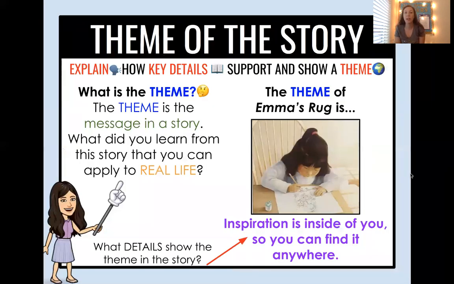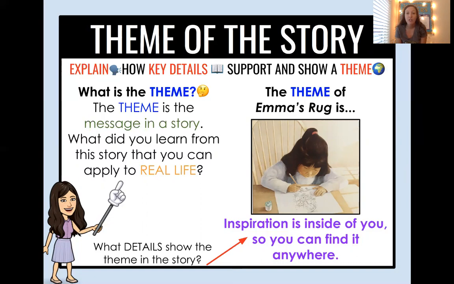But before we jump in, I want to make sure that we know that we're doing these things so that we can explain how key details support and show a theme. The annotations, the think marks are going to help us find those key details. But first we got to figure out what is the theme. So the theme of Emma's story is that inspiration is inside of you. You can find it anywhere. And we know this because the theme is the message in a story. Like I said before, the theme is what did you learn from the story that you can apply to real life?